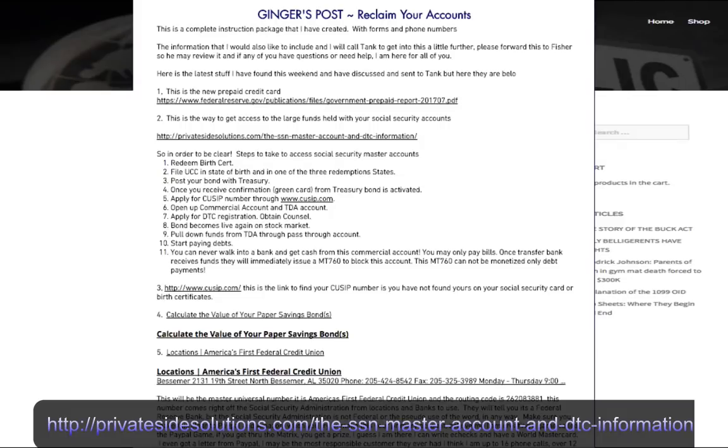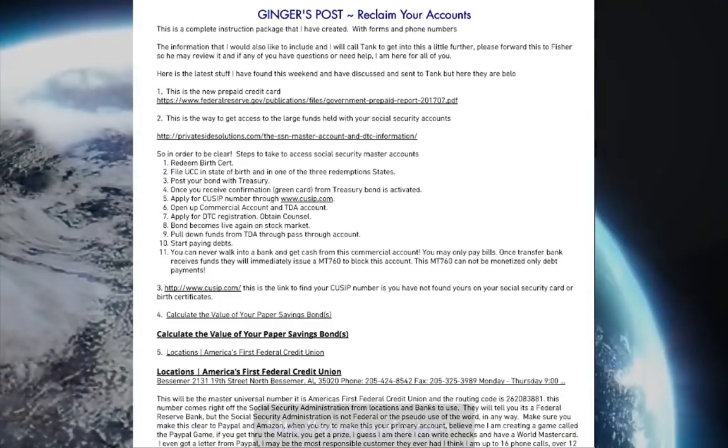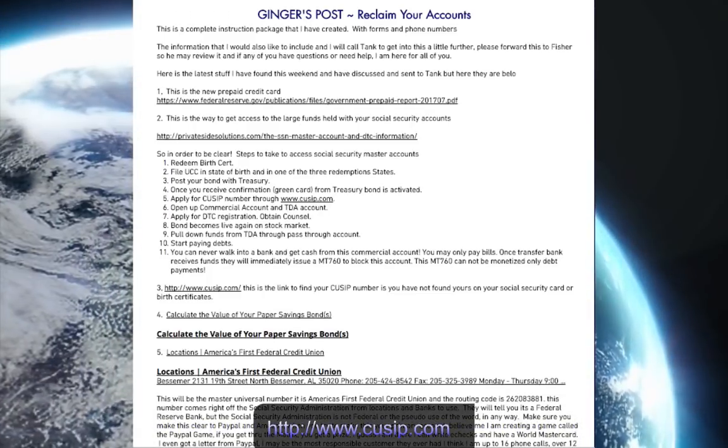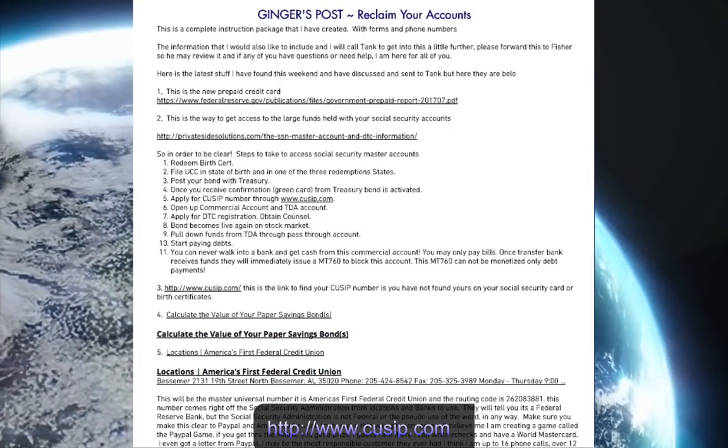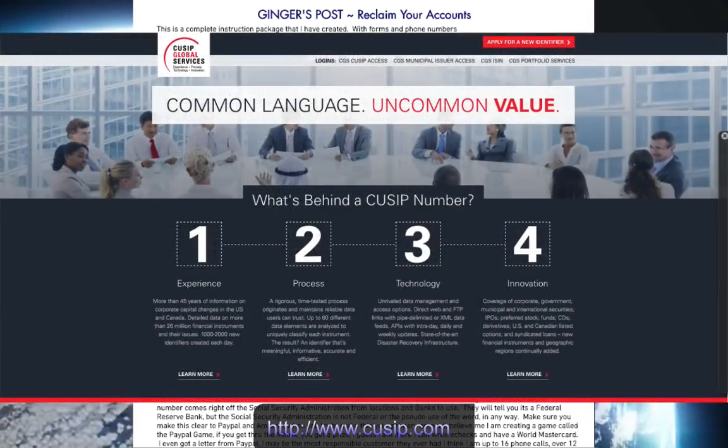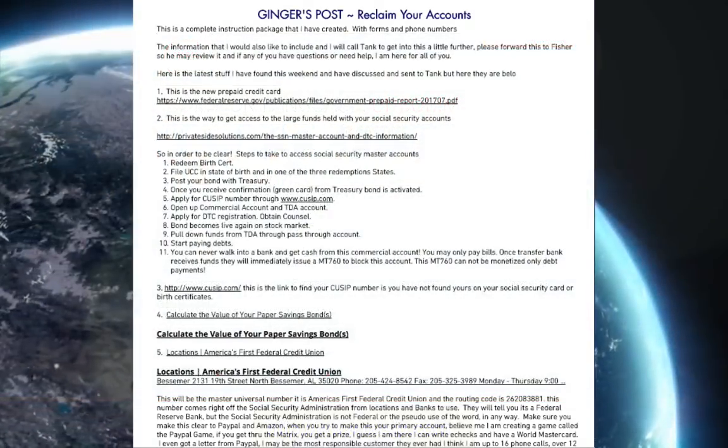Once transfer bank receives funds, they will immediately issue an MT 760 block on this account. This MT 760 cannot be monetized. Only debt payments. 3. http://www.cusip.com. This is the link to find your CUSIP number, as you have not found yours on your Social Security card or birth certificates. 4.